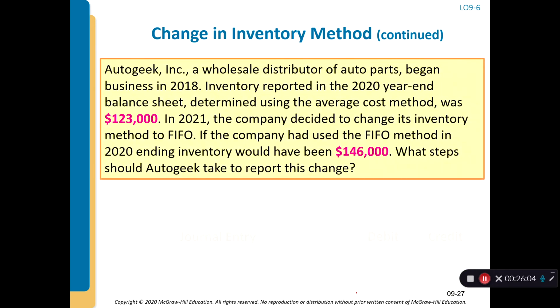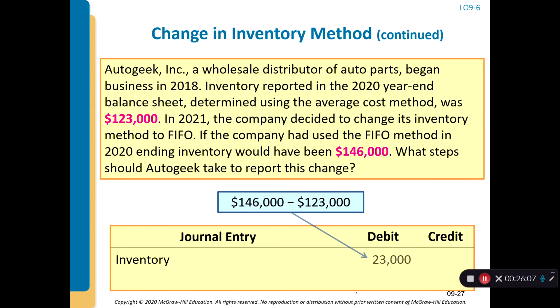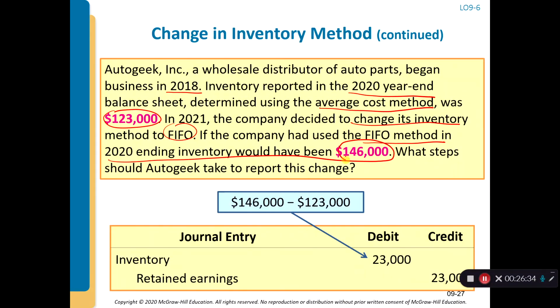Okay, so I want to show you guys an example. AutoGeek Inc., a wholesale distributor of auto parts, began business in 2018. The inventory reported on the 2020 year-end balance sheet, determined using the average cost method, was $123,000. In 2021, the company decided to change its inventory method to FIFO. If they do that, the FIFO method will have an ending inventory of about $146,000. What steps should AutoGeek take to report this change?